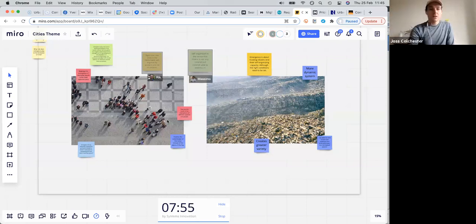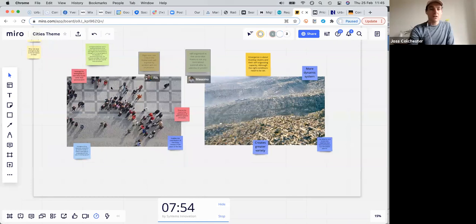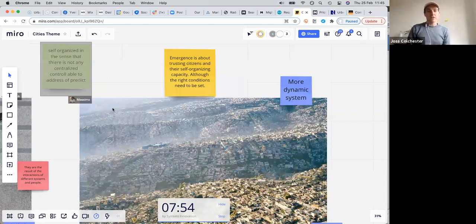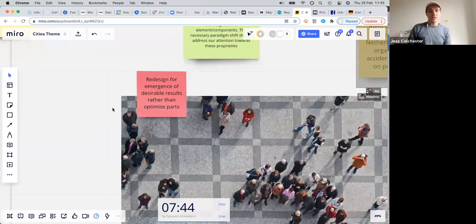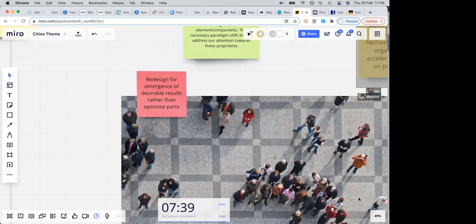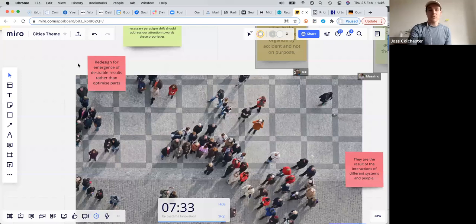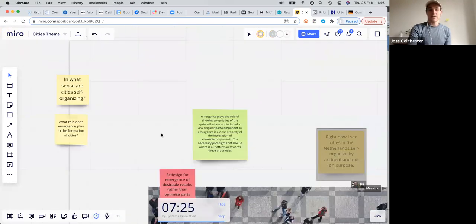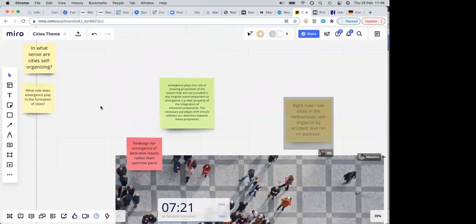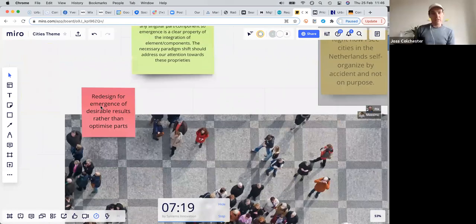Okay, let's take a look at some of these. So up here in the red, what do we have? Redesign for emergence of desirable results rather than optimized parts. Who is this? That was me. It's on the previous question, right? Sorry, that was my response to the holism question. Okay, let's see. Redesign for emergence of desirable results rather than optimizing the parts.